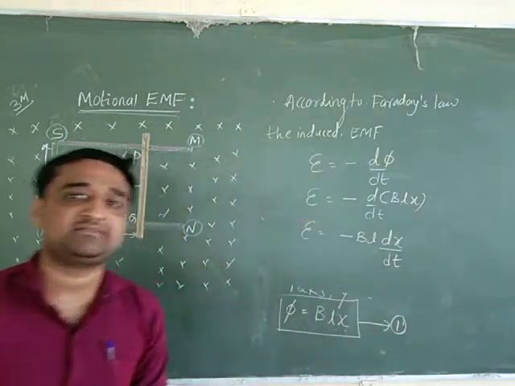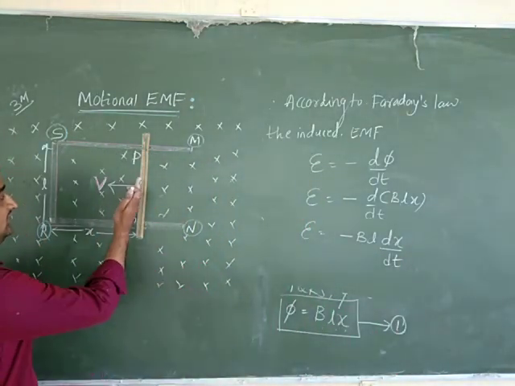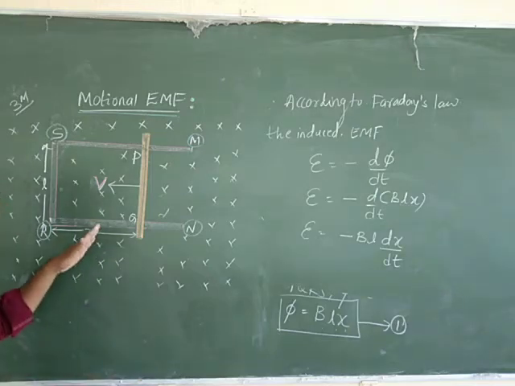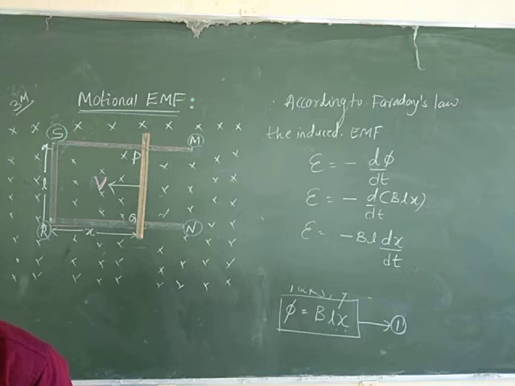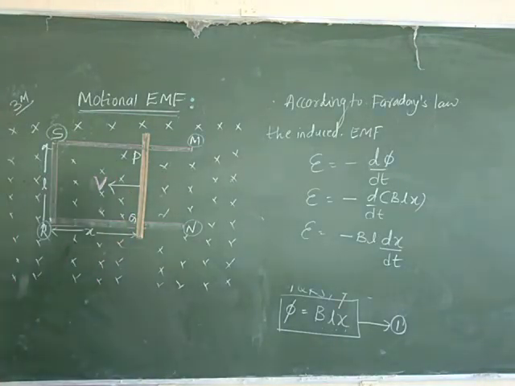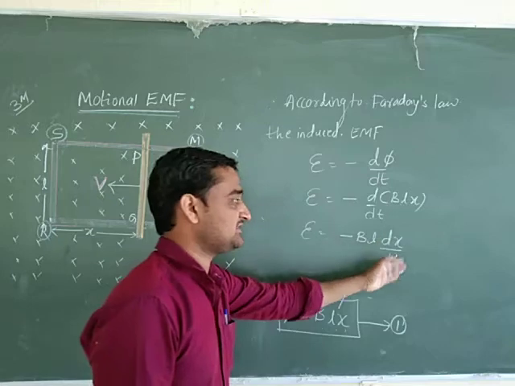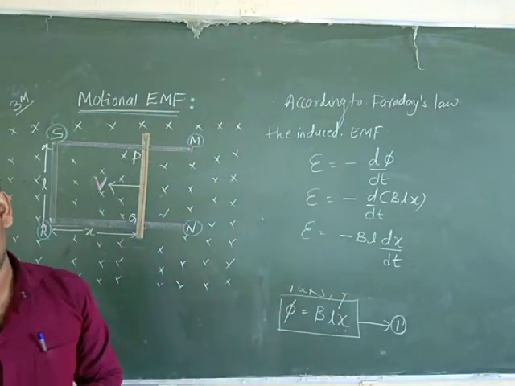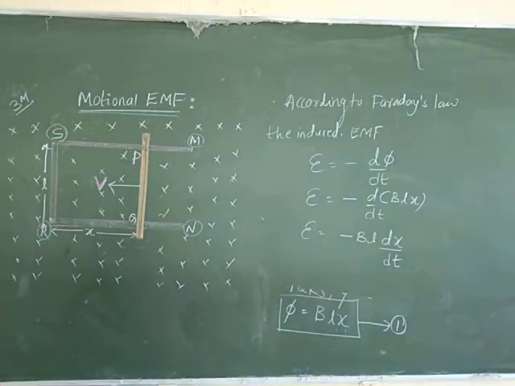So what is the dx by dt here? It is the rate of change of distance here. Dx by dt is equal to what we can write here? That is the velocity. The rate of change of distance with time we can write as the velocity. So hence, what we can write here is the final expression.